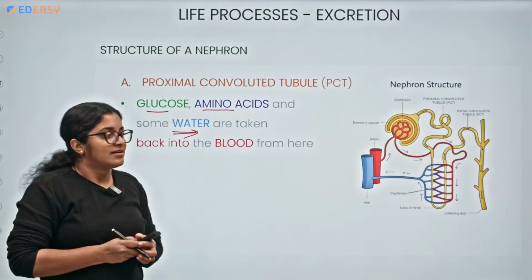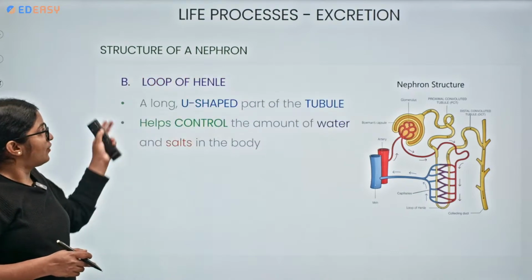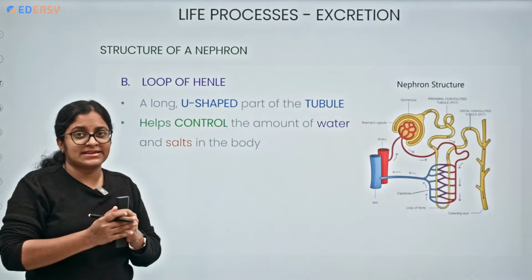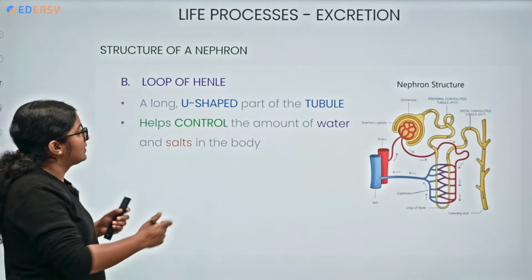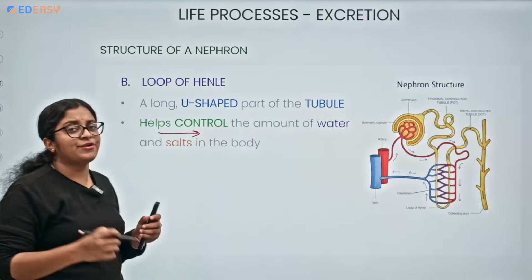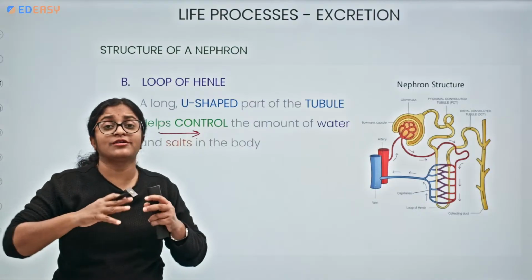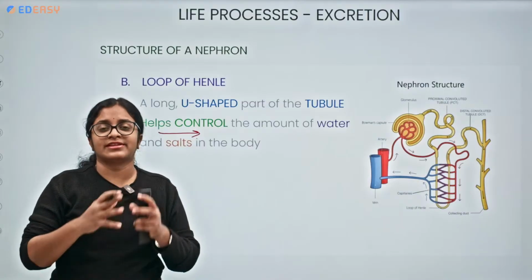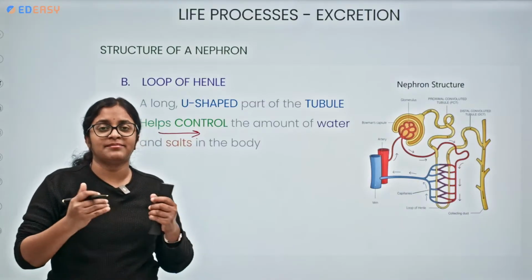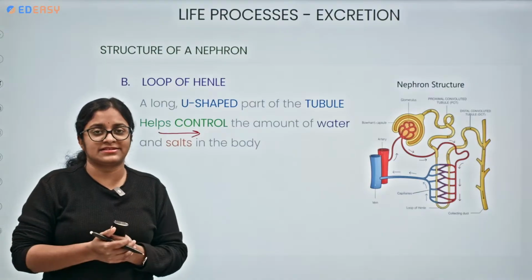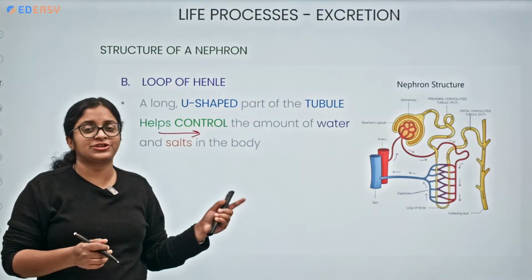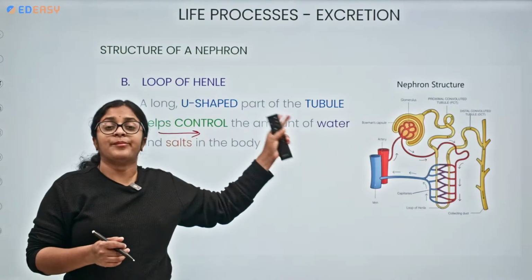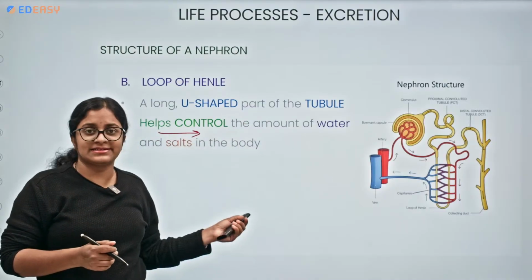Okay, so now, what does the loop of Henle do? It is a U-shaped region. It is the U-shaped part which controls the amount of water as well as the amount of salt in the body. So we can say that it is responsible for the maintenance of water, pH and salt levels. This will be the function of the loop of Henle. The loop of Henle has both the ascending part as well as the descending part.